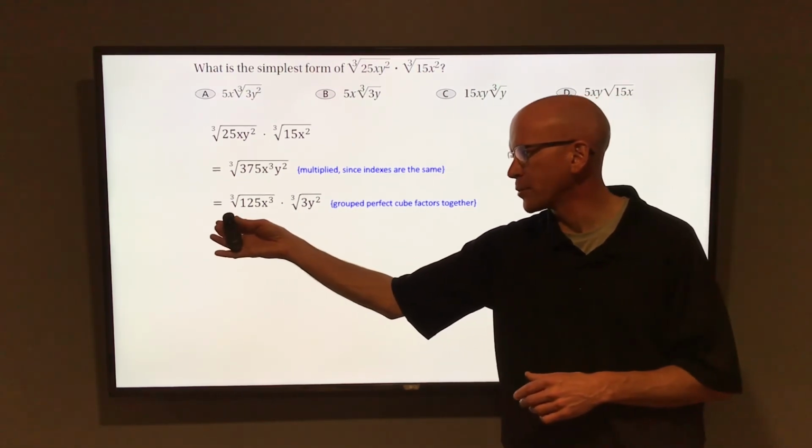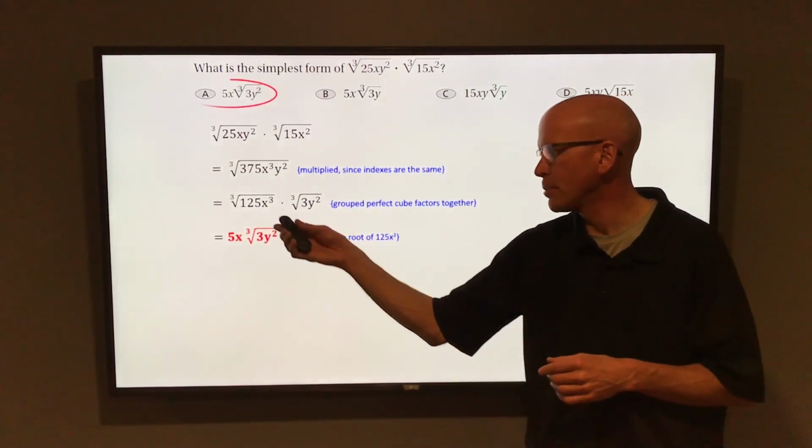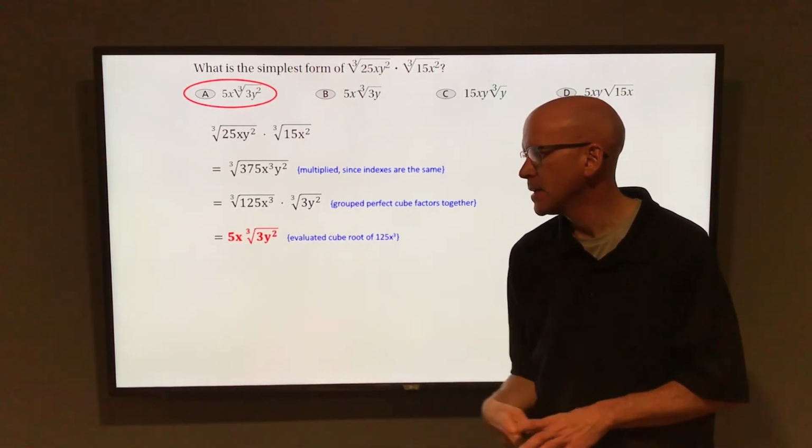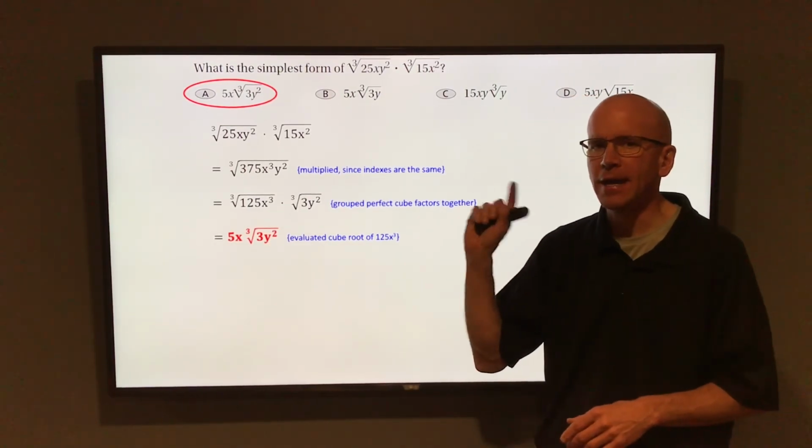For that cube root of 125x to the 3rd, the cube root of 125 is 5. The cube root of x to the 3rd is x. So that would be 5x times the cube root of 3y squared. And that is letter A.